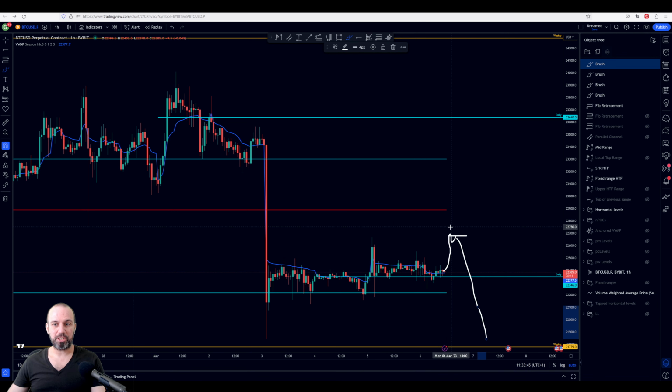You want to see rejection, liquidations. You want to see maybe some trapped longs here. That would be a trade based on reaction, and that would be for a scalp. Depending on what's going on, this could turn into a day trade, possibly a swing trade. But I would give it no more than the week.